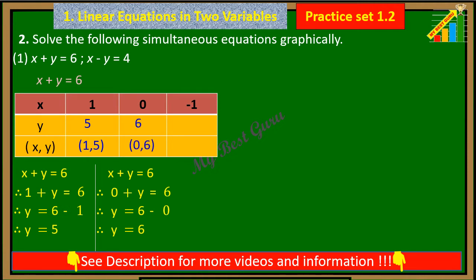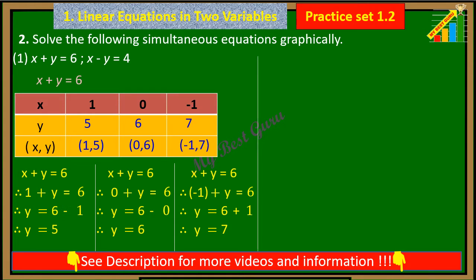Write down the value 6 there. It is 0, 6. Now next part is x plus y is equal to 6. Now put the value of x as -1. -1 plus y is equal to 6. Now y is equal to 6 minus 1, which becomes plus 1 from that side. So y is equal to 7. So it is -1, 7.